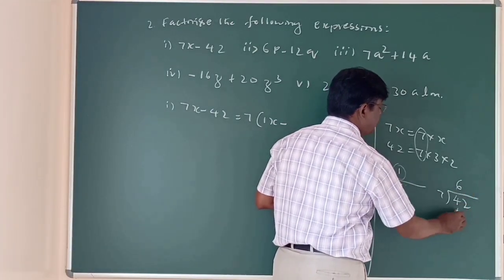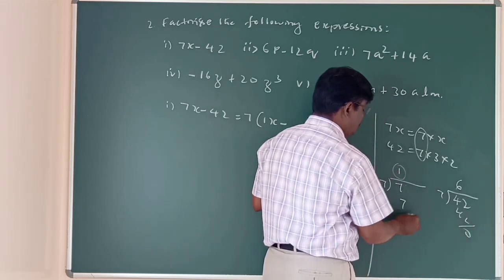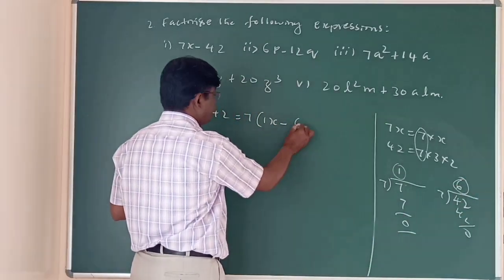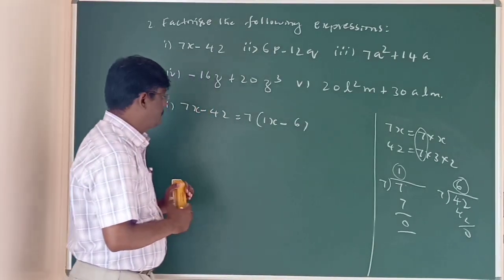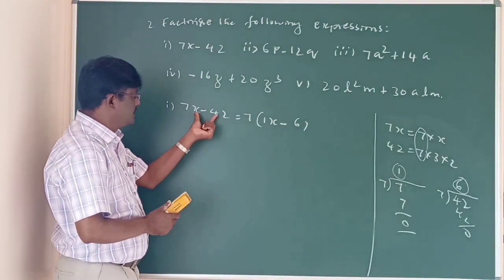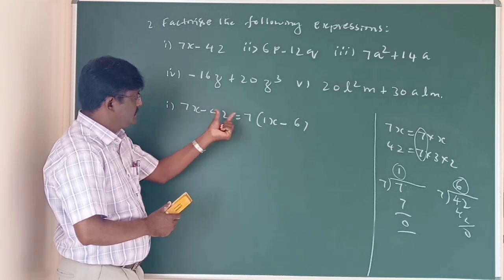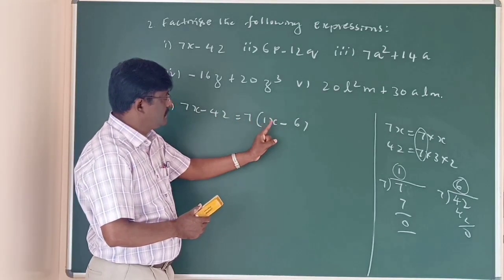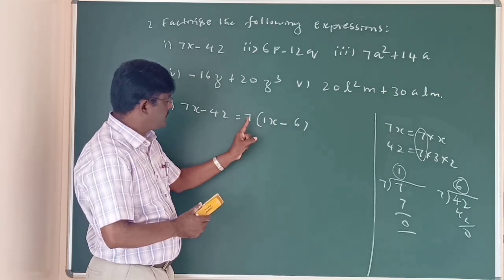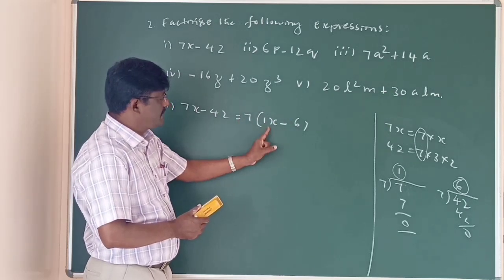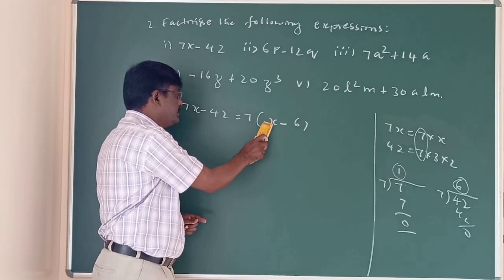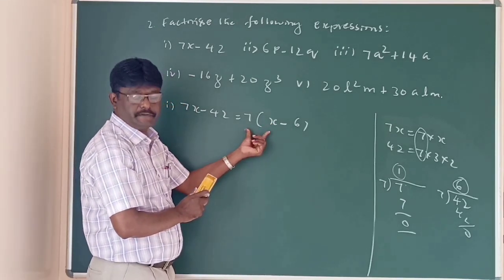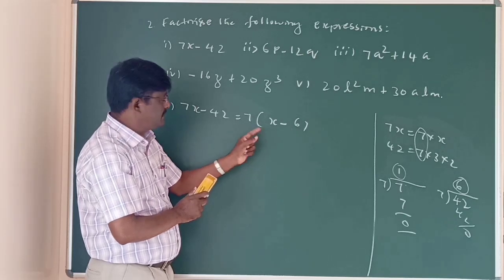7 sixes are 42, 7 ones are 7, like that. Here take that 6. This is how we expressed the given binomial in terms of the product of two terms: 7 into (1x minus 6). 7 is a factor. When it is 1x, no need to write the 1, it is understood. x minus 6. These are the two irreducible factors.